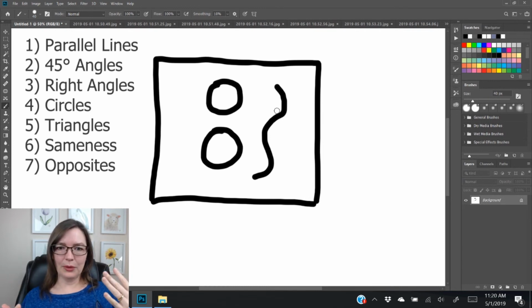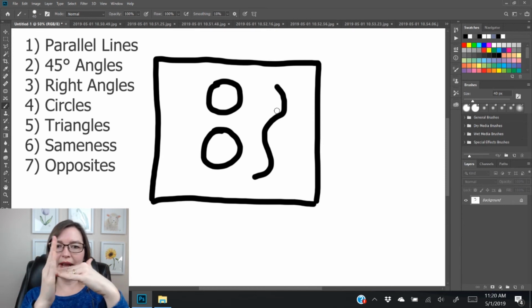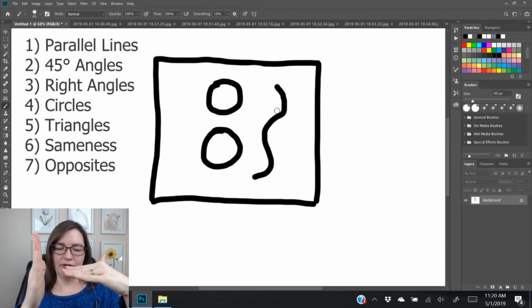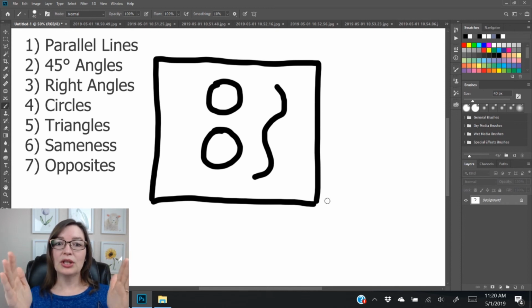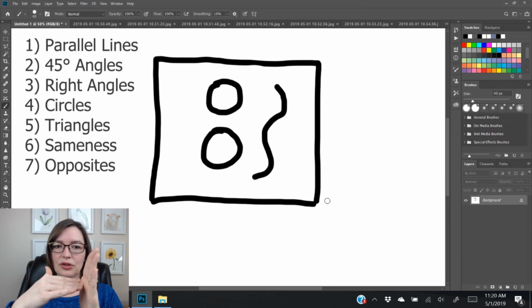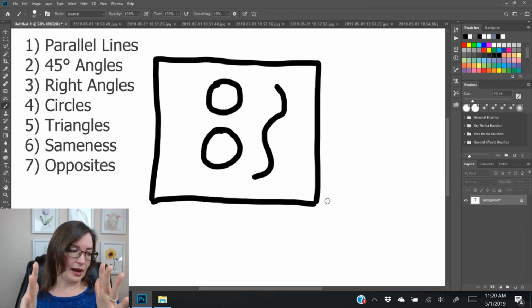Okay, again, so the things that we're thinking about are, number 1, parallel lines. Number 2, angles, specifically 45-degree angles or slightly less than 45-degree angles. Number 3 is a 90-degree angle, two objects that are directly opposite direction from each other. And remember, your outline here of your frame is also part of that picture. So if you've got objects that are at a 90-degree angle to that frame, that counts.